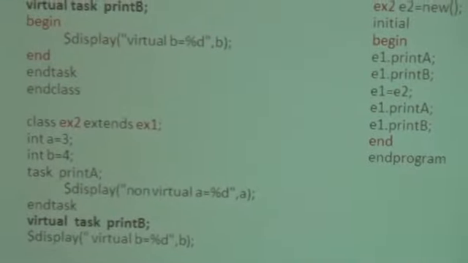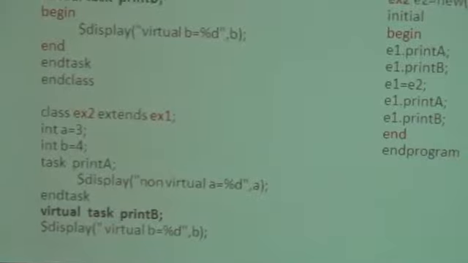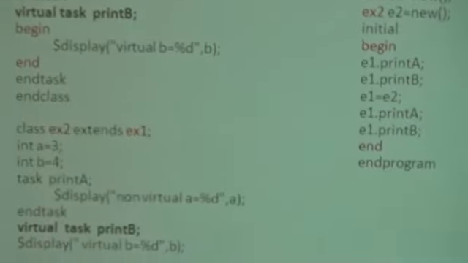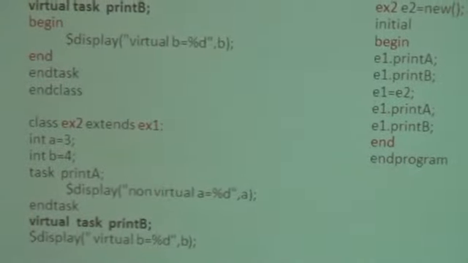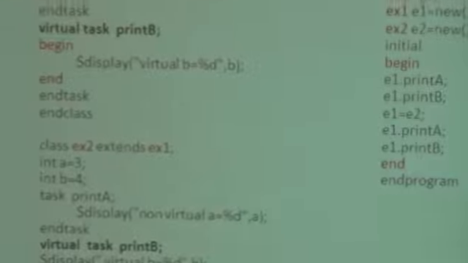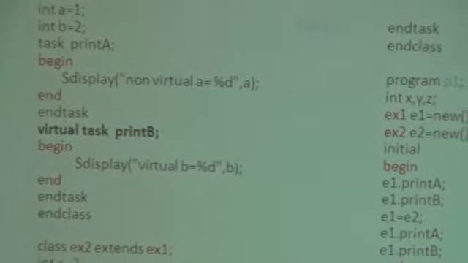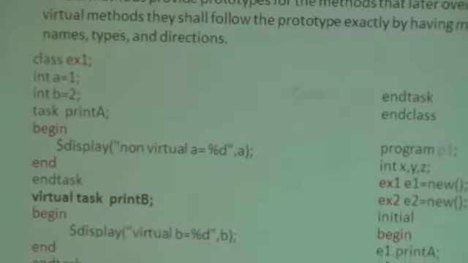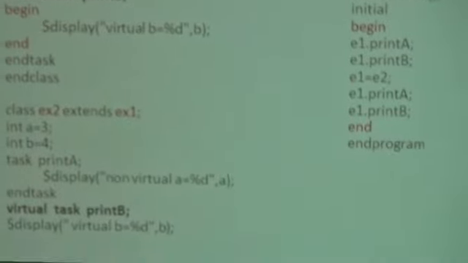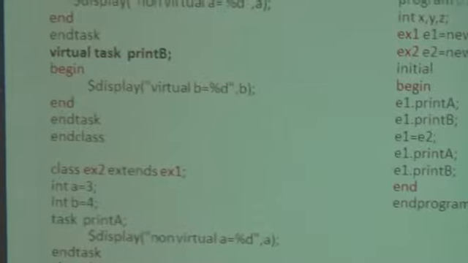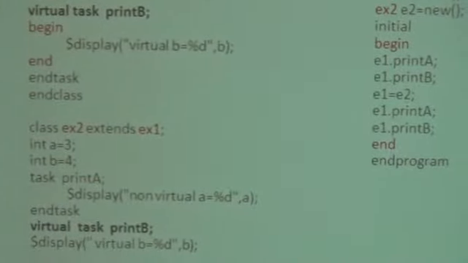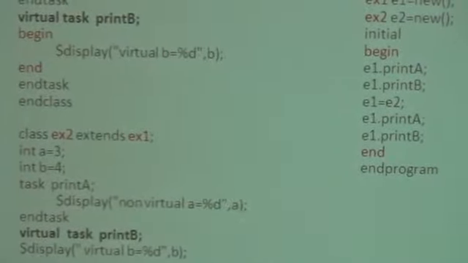That means if you have seen here, class ex2 extends ex1. ex2 is the derived class, ex1 is the super class. That means where I have defined my virtual task, in this derived class I have again declared a task, virtual task print b. In class ex1 I have declared the virtual task print b, and in ex2 I also have the task print b. Here I have been matching the names of my tasks, and here I wrote to print the virtual b %b.